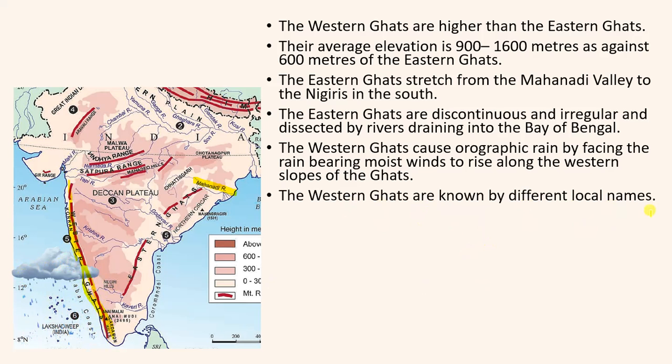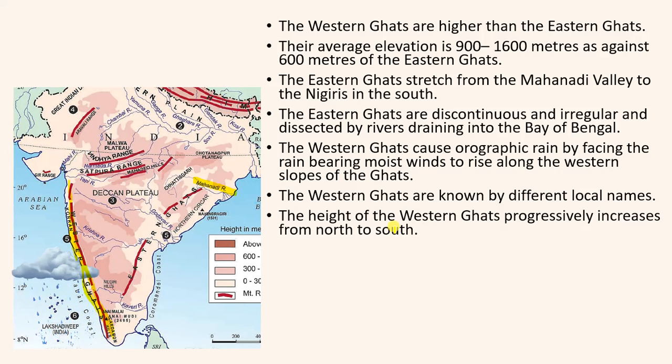The Western Ghats are known by different local names. You can see here in the map it is given. The Konkan, the northernmost extent, and then here the Malabar coast name is given.